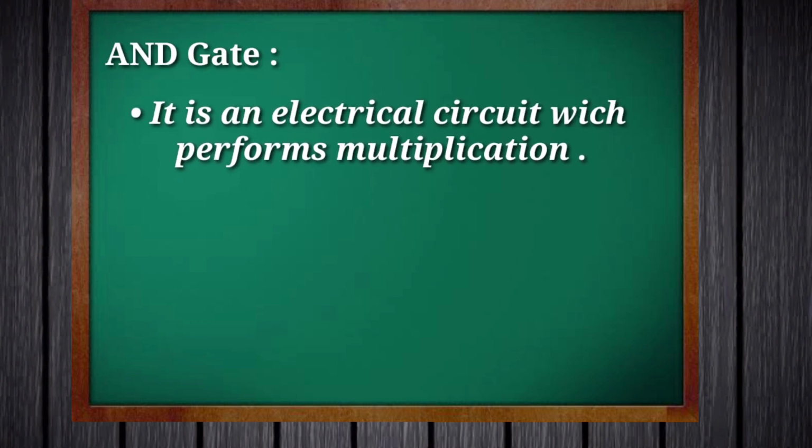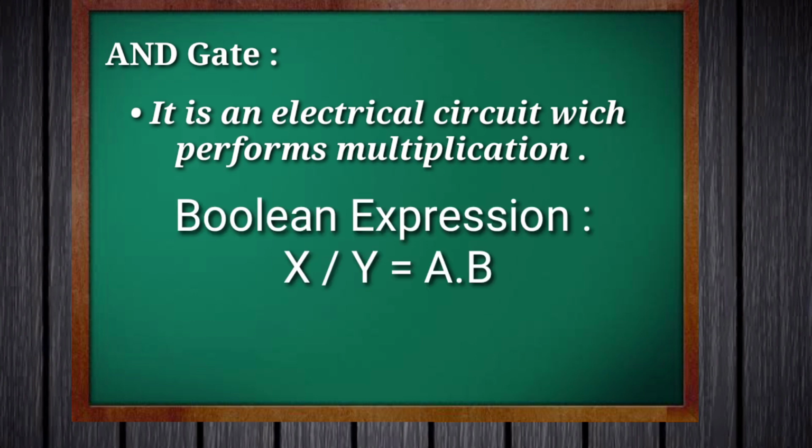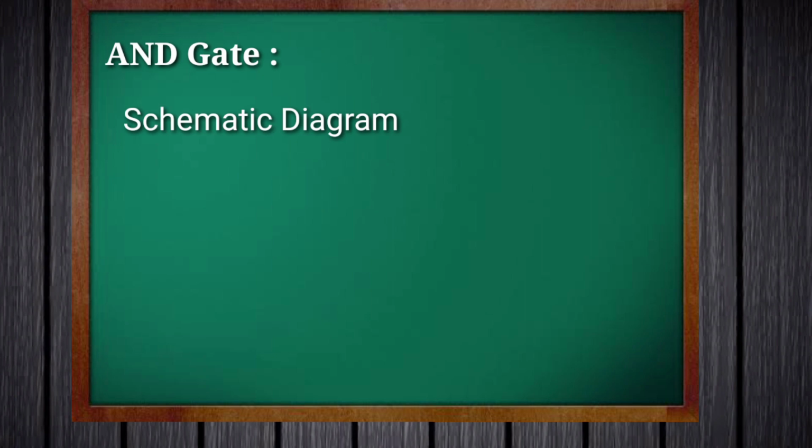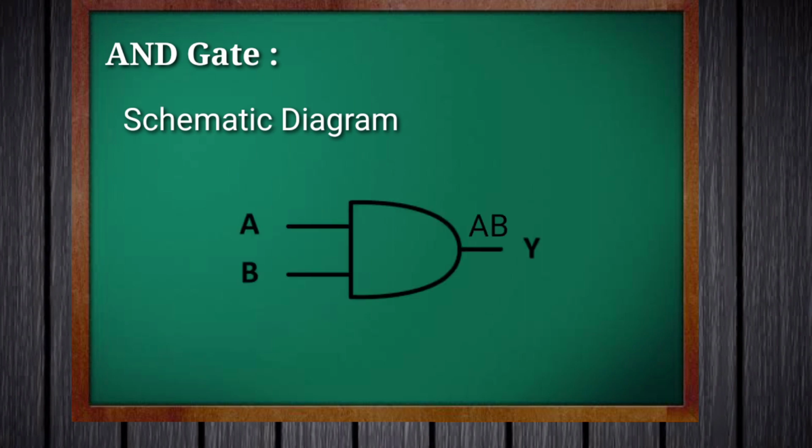Now, the second one is the AND gate. It is an electrical circuit which performs multiplication. Now the Boolean expression is X equal to A dot B, not A cross B. Now the symbolic diagram is represented as here.